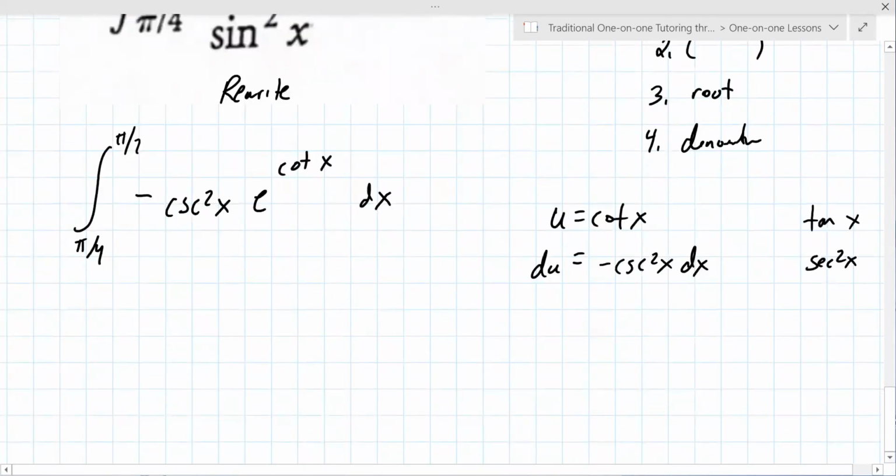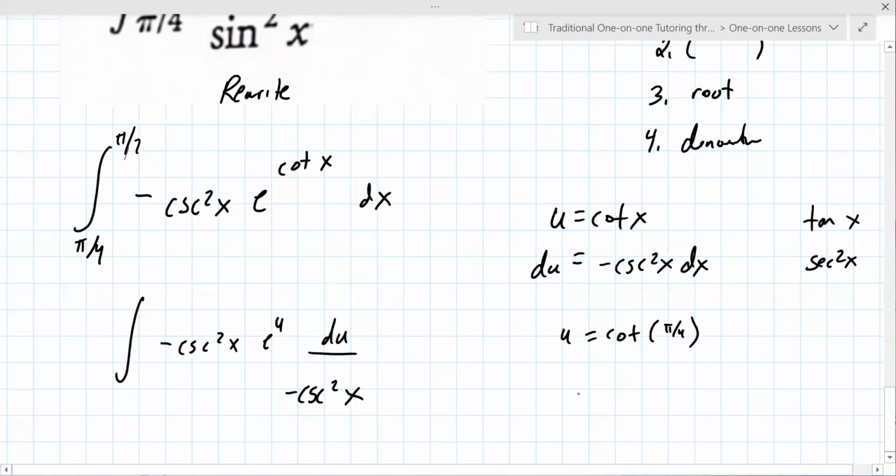You have a choice, whether you want to evaluate the endpoints. I don't really love cotangent as a thing to evaluate the endpoints at, so I might save it. Not sure. We'll see. To rewrite with the u and stuff now, right? Yeah, so this is minus cosecant squared x e to the u du over minus cosecant squared x. And what I was referencing is like, do we want to figure out what cotangent of pi over 4 is? And do we want to figure out what cotangent of pi over 2 is? Because that will change the bounds.